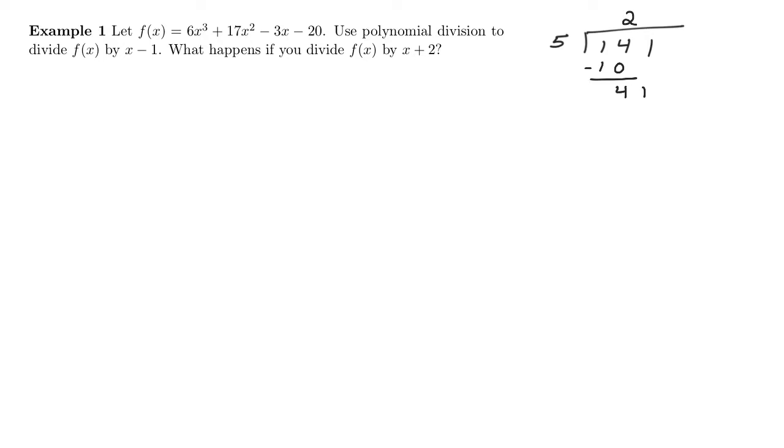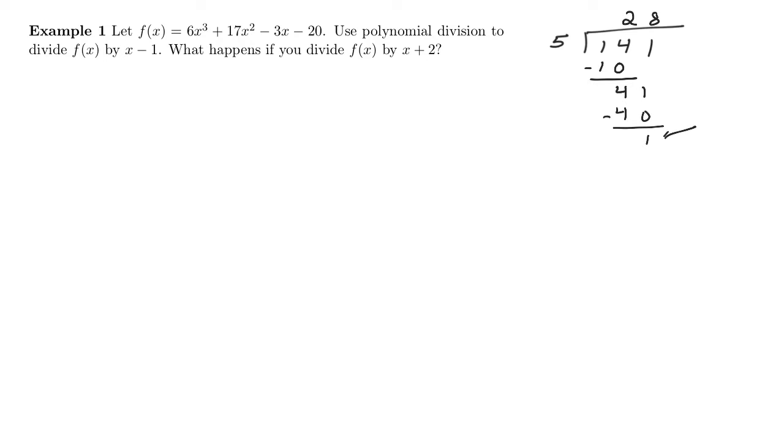5 goes into 41 a total of 8 times. That's the closest I can get. So I'll put an 8 at the very top. 8 times 5 is 40. And again, we take the difference and we get 1. And we're done. 5 goes into 141 28 times, but there is 1 left over.